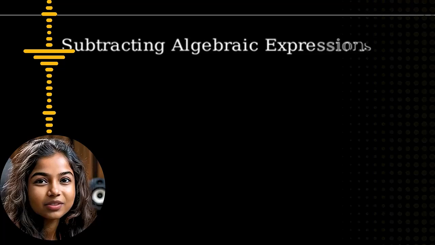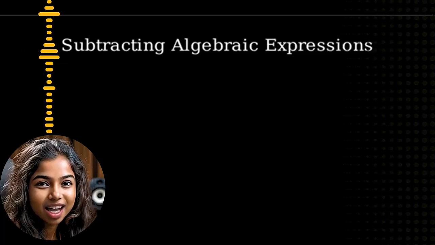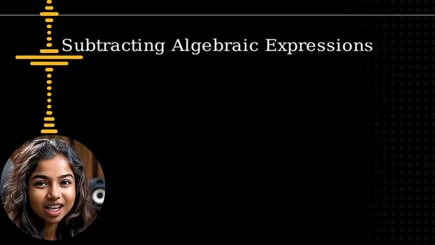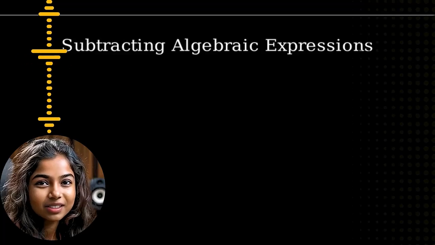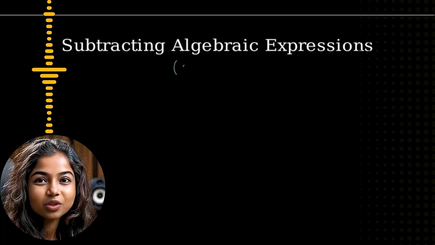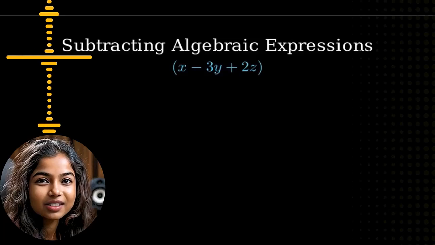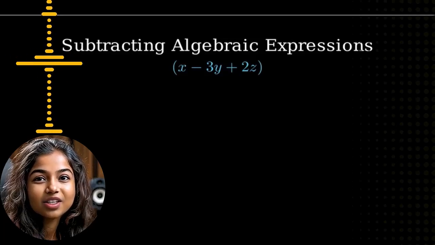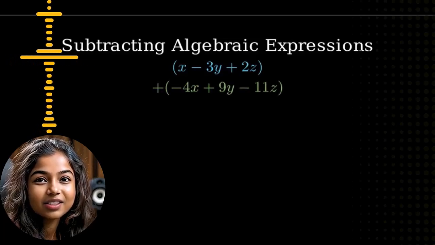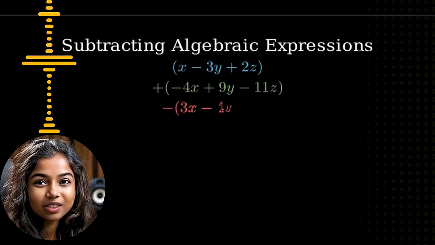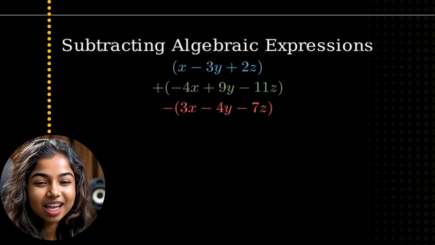Welcome! Today we'll learn how to subtract algebraic expressions with multiple variables. Let's solve this step by step. Let's start by writing out our problem clearly. We have the first expression x minus 3y plus 2z, plus the second expression, -4x plus 9y minus 11z. And we need to subtract 3x minus 4y minus 7z from their sum.